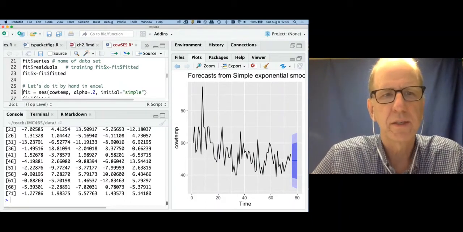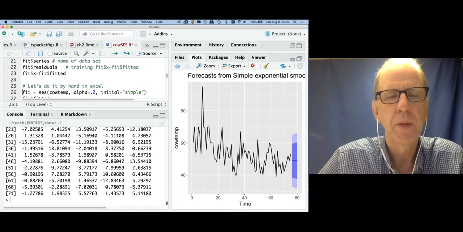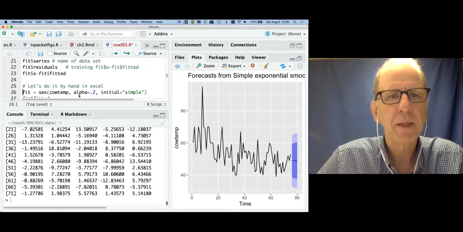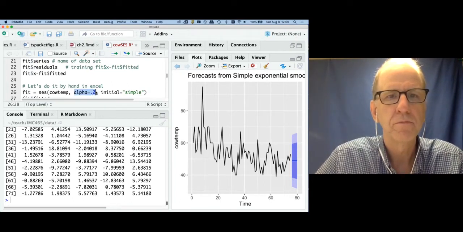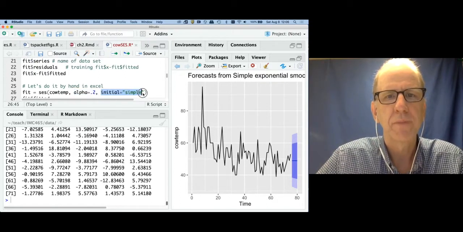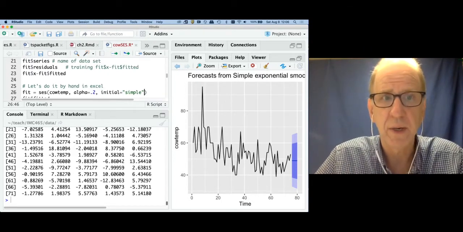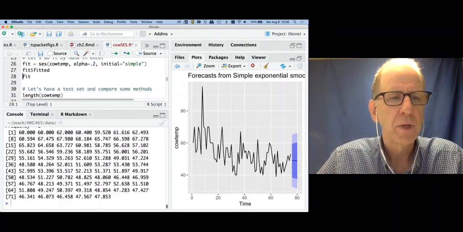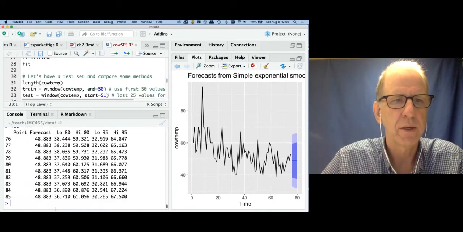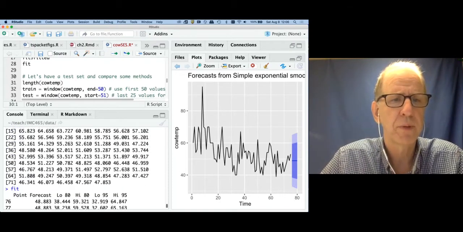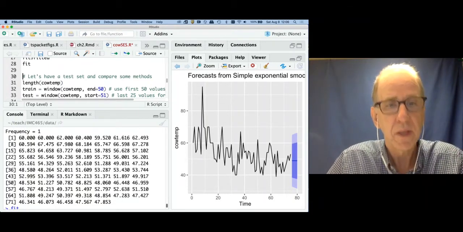I like to do these things in Excel by hand once, just to make sure I know what's going on. To make my life really simple, we're going to pick alpha to be 0.2, and we're going to set the initial values using the simple one as opposed to estimating it from the data. So we get our estimated values, and if I display the fit, I get the point forecast by default for the next 10 periods. Where does this come from? Let's go estimate this in Excel.